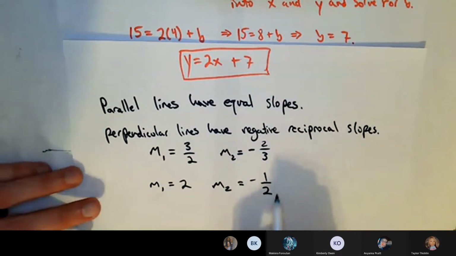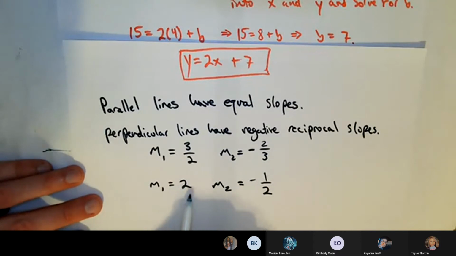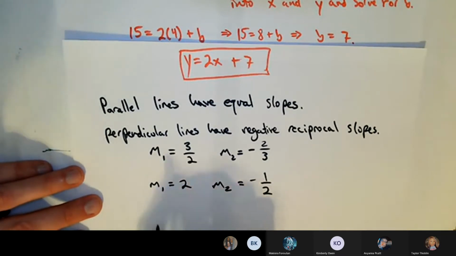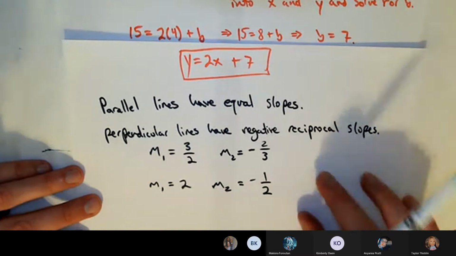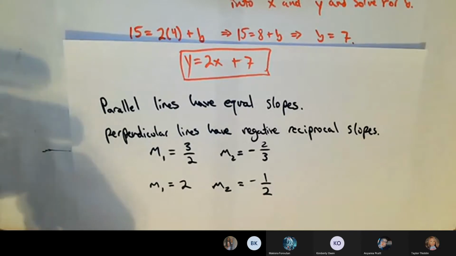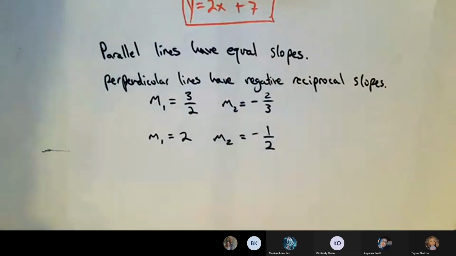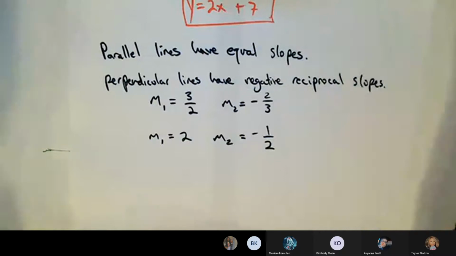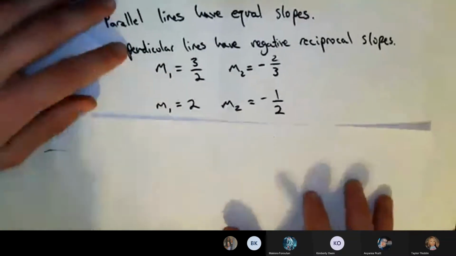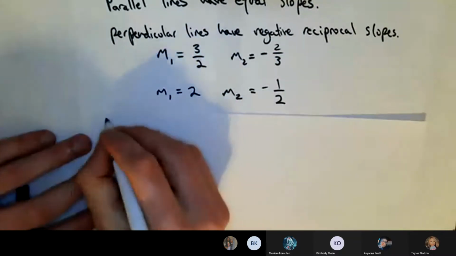And how did I get 1/2 here? Well, I understand that 2 is the same technically as 2/1. So when I flip 2/1, I get 1/2. So this can lead, okay, I really want to get to section 1.4, so let me do one more problem. These facts can lead to problems like this.